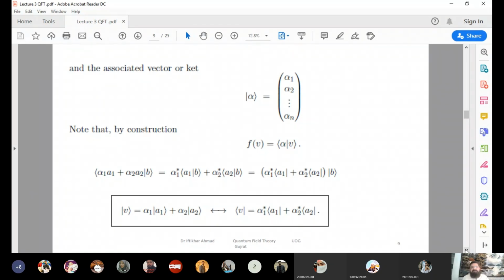Note that by construction f of v is equal to, what is f of v? That is equal to the inner product of alpha with v. Okay, remember this? So the linear mapping is equal to the inner product of alpha with v. So this is a very important point. Does anybody have any question about this? Any question?